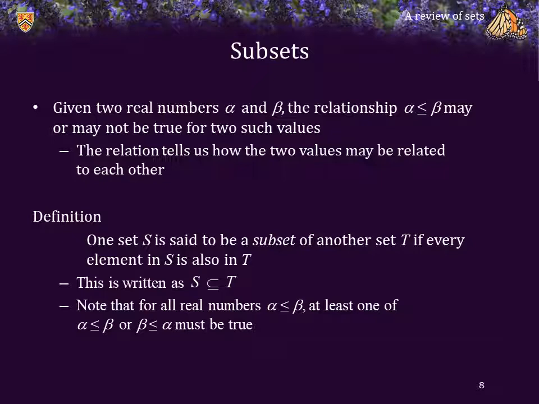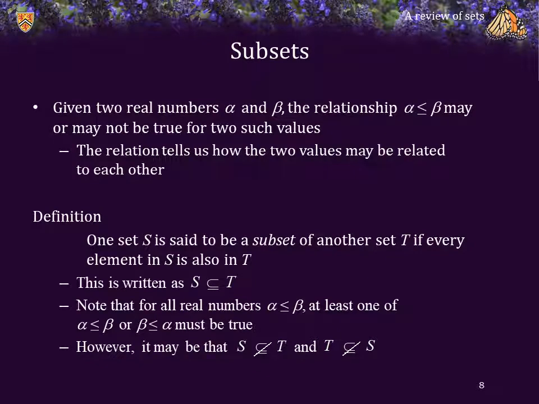Now, for the real numbers, we're guaranteed that for any two real numbers, either alpha is less than or equal to beta, or beta is less than or equal to alpha, or both. But at least one of the two must be true. This is not true for sets.